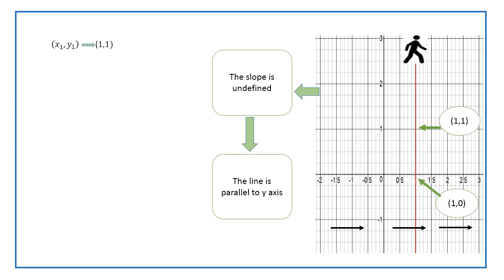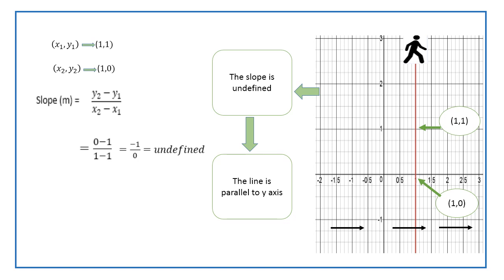The first point equals (1, 1), and the second point equals (1, 0). And by substituting in the slope equation, we'll find that slope equals (0 - 1) over (1 - 1), which is equal to -1 over 0, which is an undefined number. Then the slope of this line will be undefined, as we predicted from the drawing before.